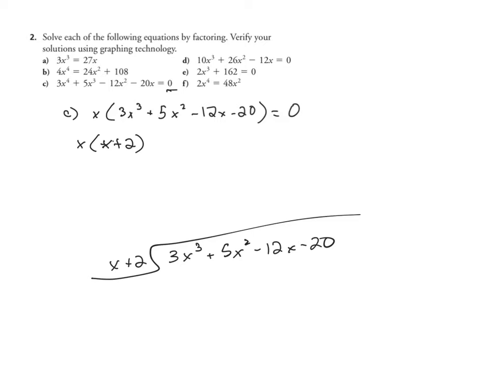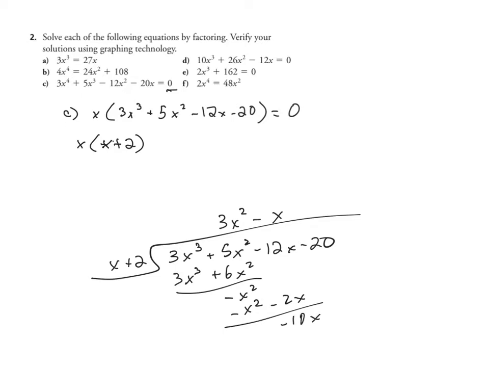Let's get rid of that x plus 2, so we got 3x cubed plus 6x squared, negative x squared, so negative x squared minus 2x, negative 12 minus 10x, so this is minus 10, and you got minus 10x minus 20, and sure enough it's a 0 remainder. Okay, so it's 3x squared minus x minus 10, that equals 0.